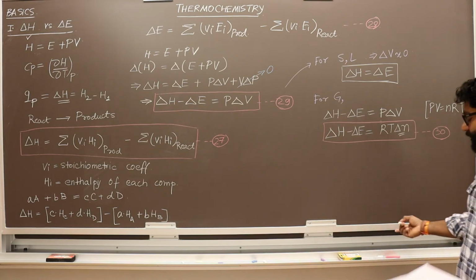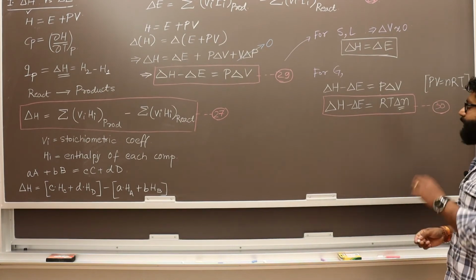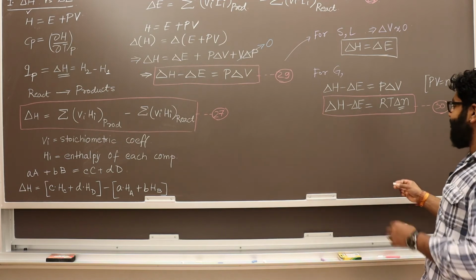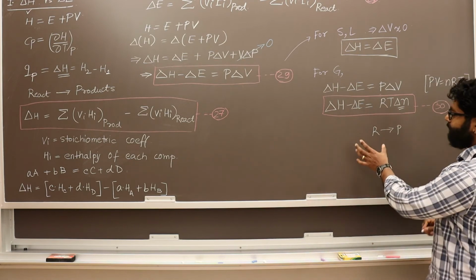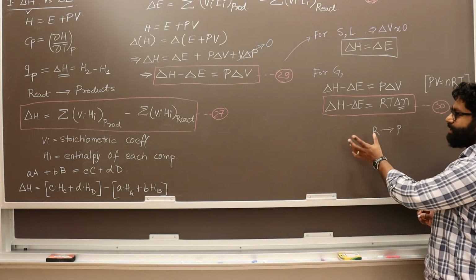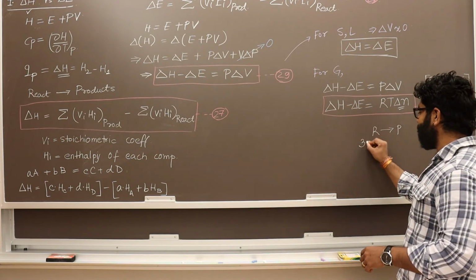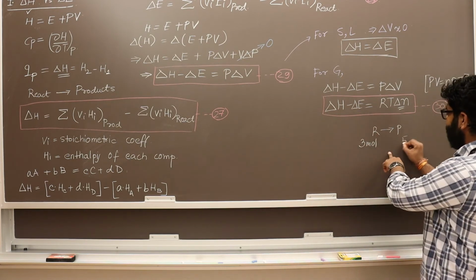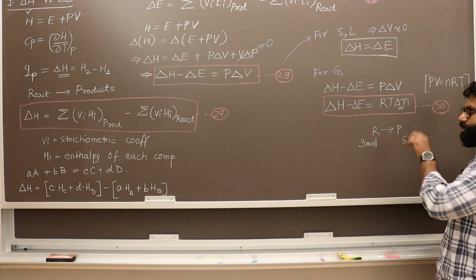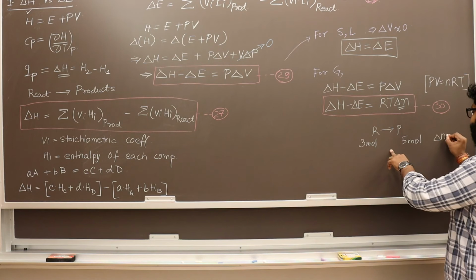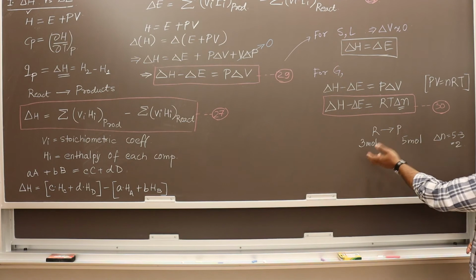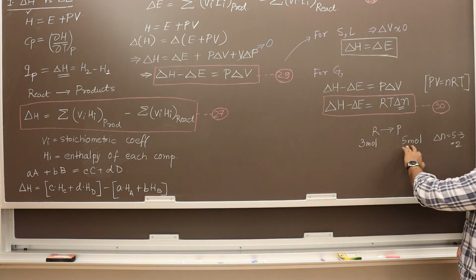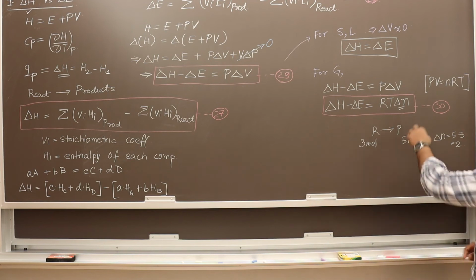Now delta n is the difference in the number of moles of gases. So for example, if you have reactants going to products, and the total number of moles of gases on the left hand side was 3 mole, and finally the number of moles of gases became 5 mole, just for the gases, then delta n in this case becomes 5 minus 3, which is 2. Whatever the final minus initial number of moles of gases is, that supplies the number for delta n.